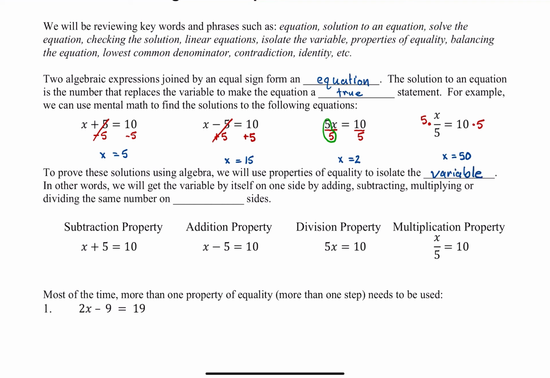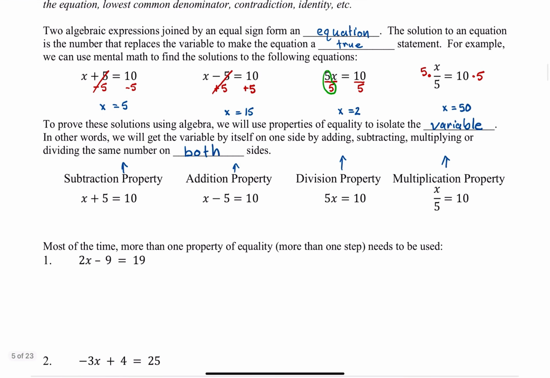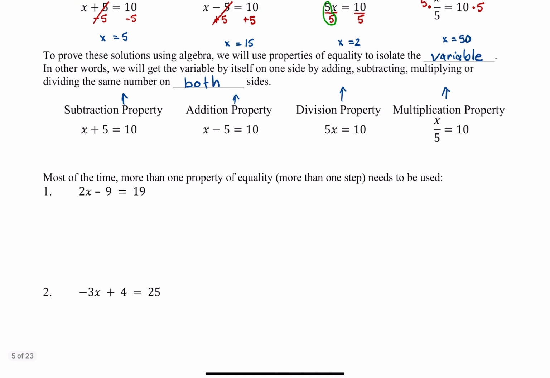In other words, we'll get the variable by itself on one side by adding, subtracting, multiplying, or dividing the same number on both sides, as illustrated above. And again, we looked at the subtraction property, the addition property, the division property, and the multiplication property above. So that's what this space could further illustrate. But now that we have those basics out of the way, let's use more than one of those properties to solve the equations.